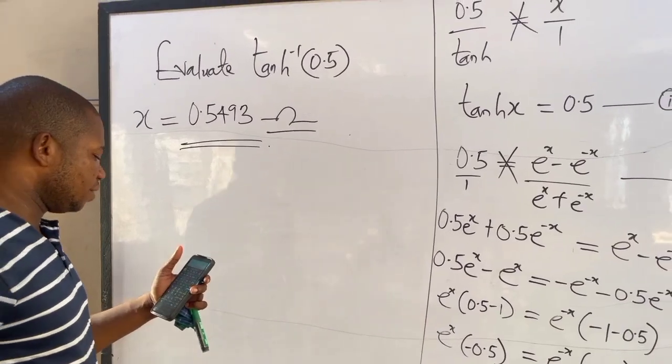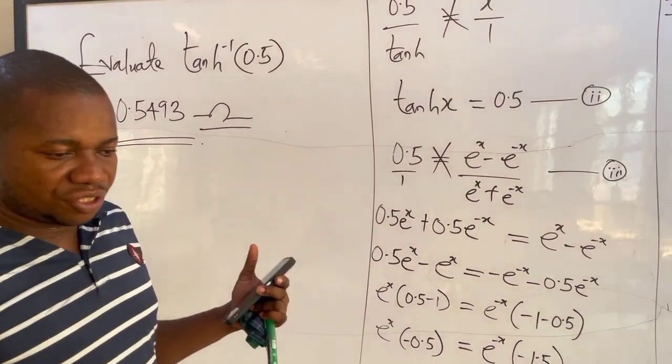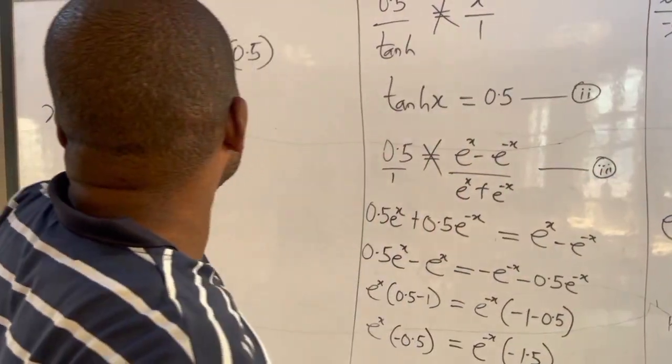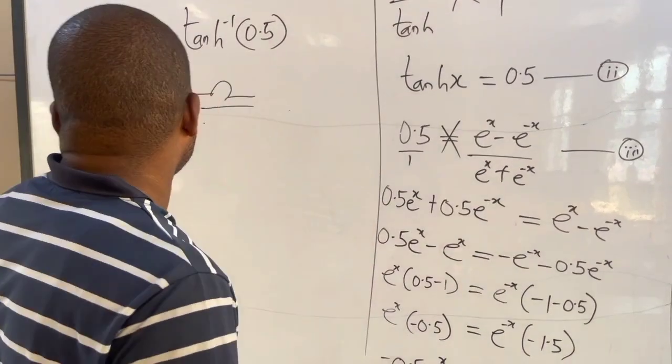I want to believe this explanation is explanatory enough. This is the best way to evaluate this equation.